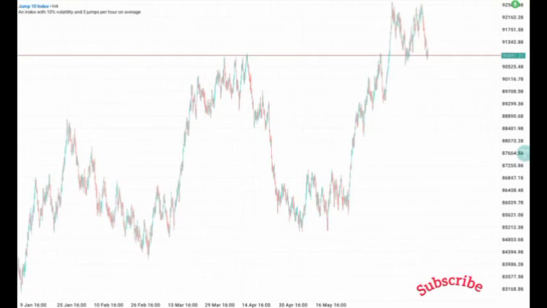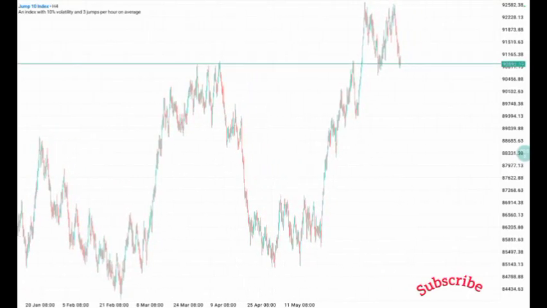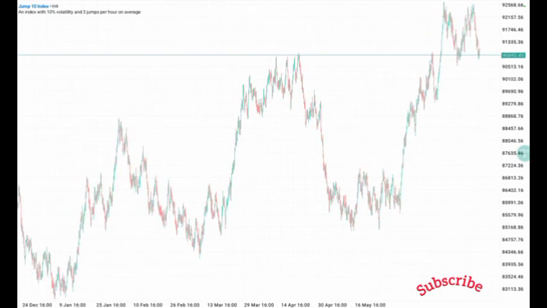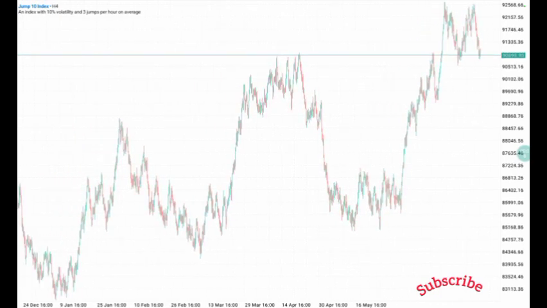This is going to be a quick one. We are looking at a very interesting asset. Today is Sunday, the beginning of the week. Today is 19th of May, 2024.